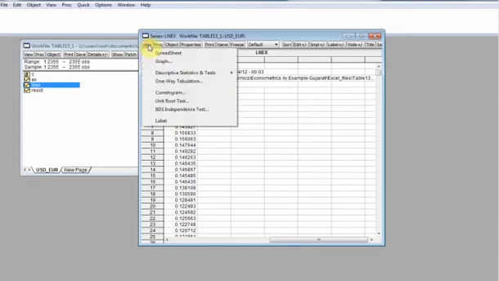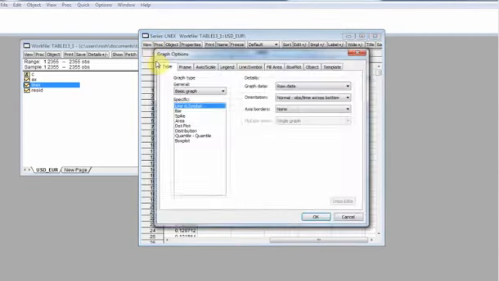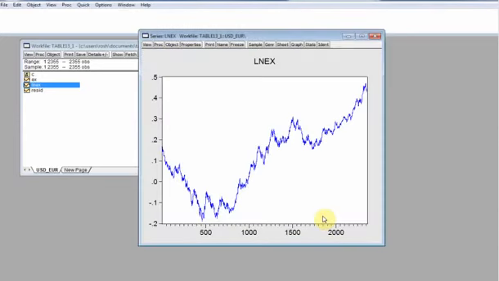I'll go to view, I'll choose graph, and I want line, so that's the first one. Okay, now this is an exchange rate, or rather the logarithm of an exchange rate series, the US dollar to euro exchange rate, consisting of 2355 data points or observations, all of them here.